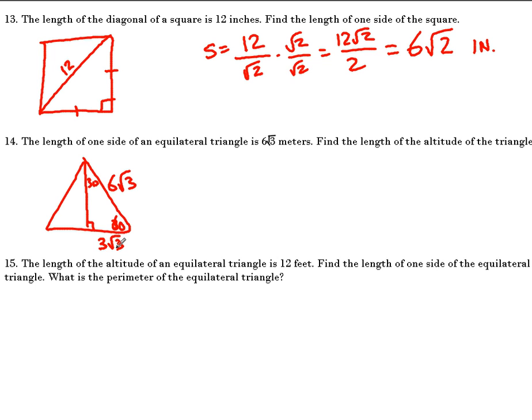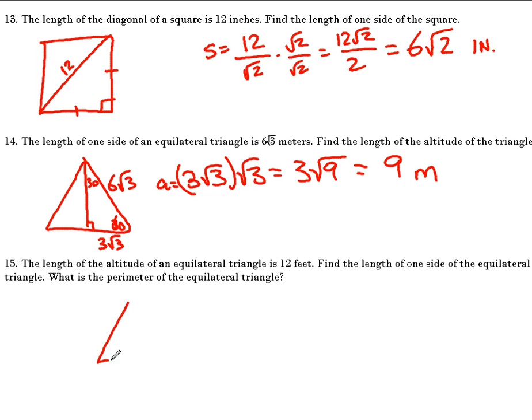So then to get to the altitude, short leg to long leg, I take that 3 root 3, and I multiply it again by the square root of 3. Well, that means it's 3 times the square root of 9. The square root of 9 is 3, so 3 times 3 gives you 9, and my unit is meters.